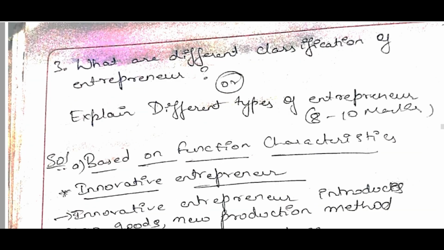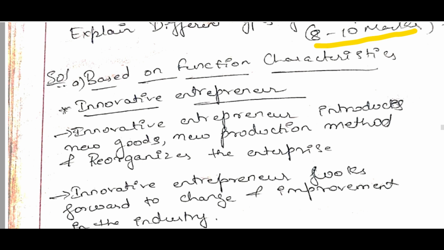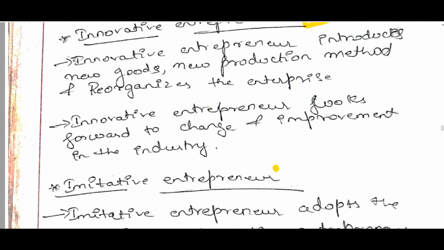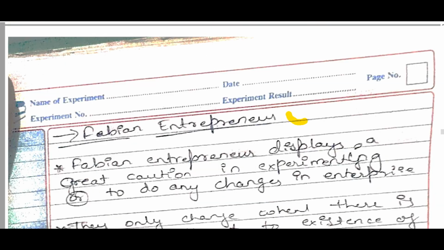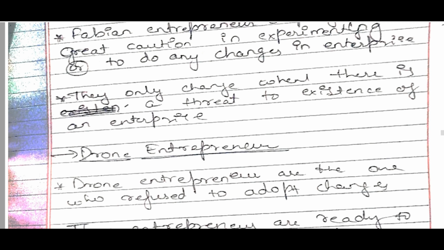So this is the second question. The third question is, what are the different classifications of entrepreneur? And explain the different types of entrepreneur. The question can be asked in two types. The question will be for 8 to 10 marks. Based on functional characteristics: innovative entrepreneur, imitative entrepreneur, Fabian entrepreneur, drone entrepreneur.